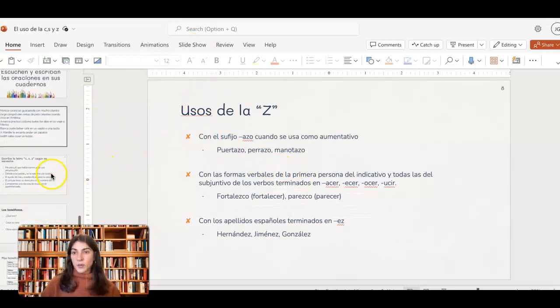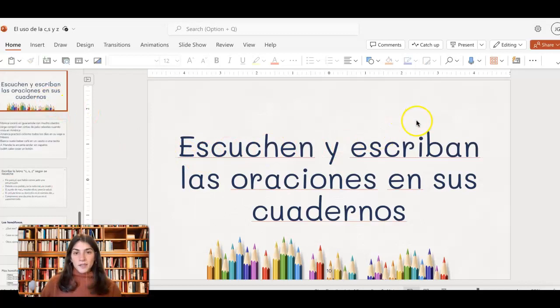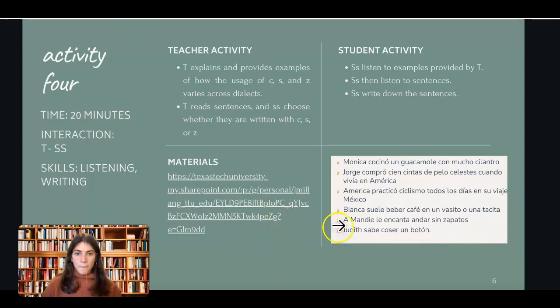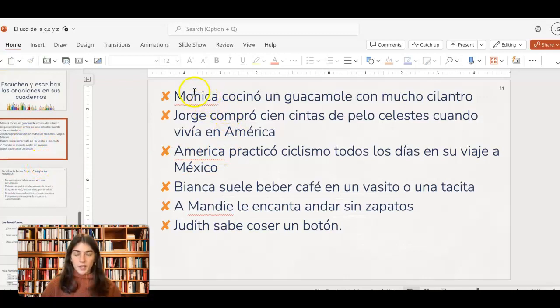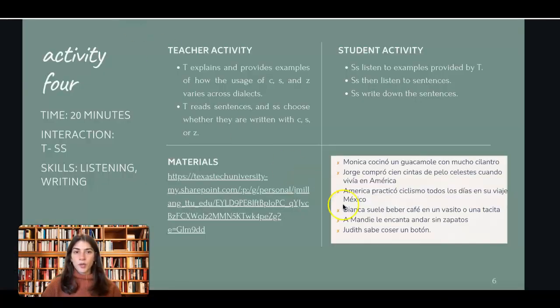So the next activity that they will have to do, they will have to listen and write the sentences in their notebooks. Okay, so these are the sentences. I will read them out loud. They won't be able to see them, and they will have to try to write the target words with the correct letters. And yes, that will be the main activity. This will take 10 minutes because I will have to give them some explanation about how to write these letters and some differences between dialects.